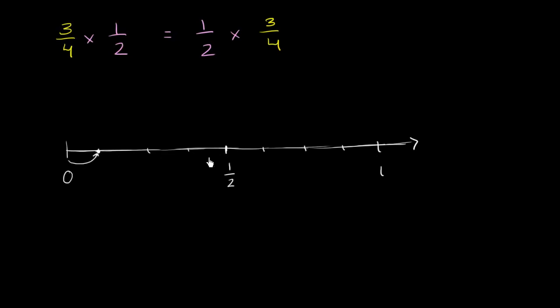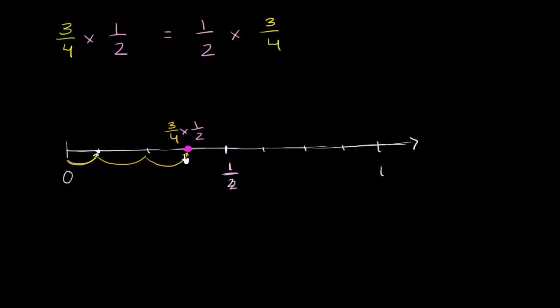But that's not what we care about. We want to get to 3/4 of 1/2. So we want to get to 1, 2, 3/4 of 1/2. So this point right over here is literally 3/4 times 1/2. And this is, of course, 1/2 here. We can now visualize it on the number line. But what number is this actually?